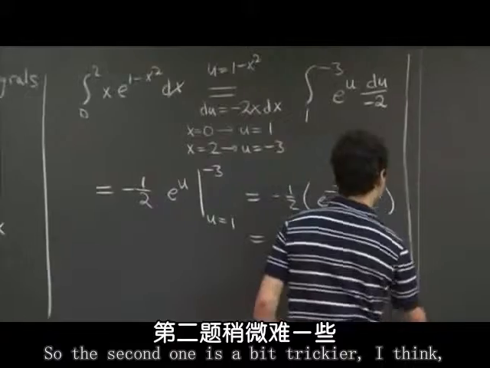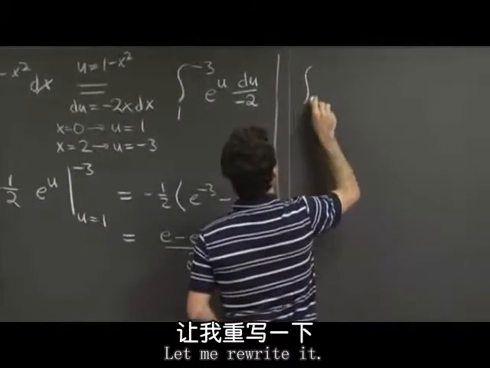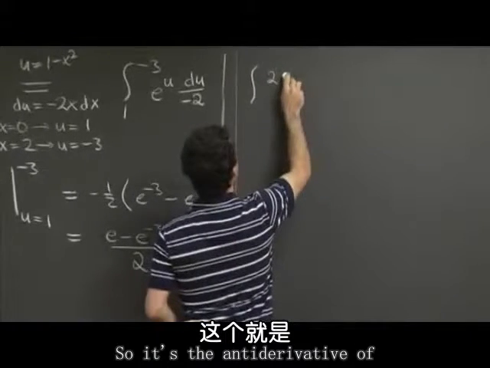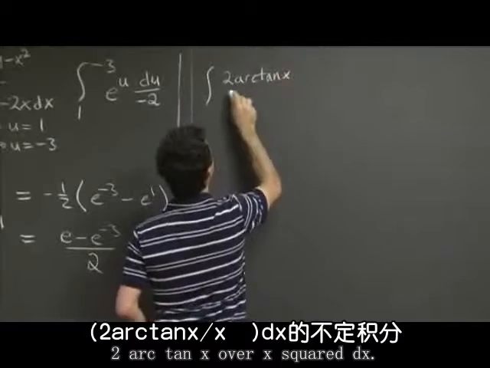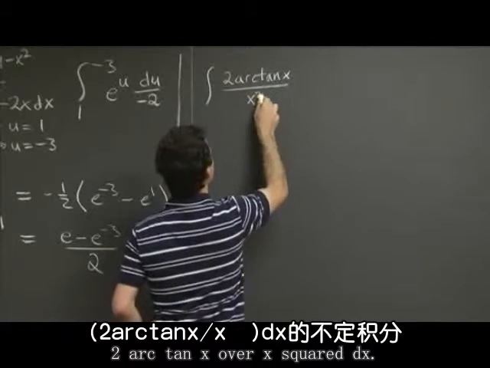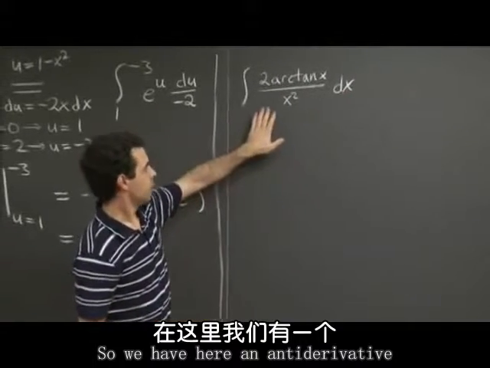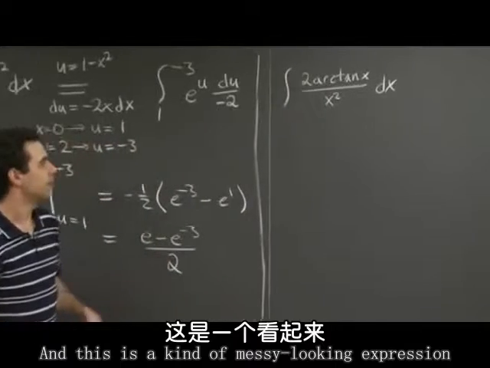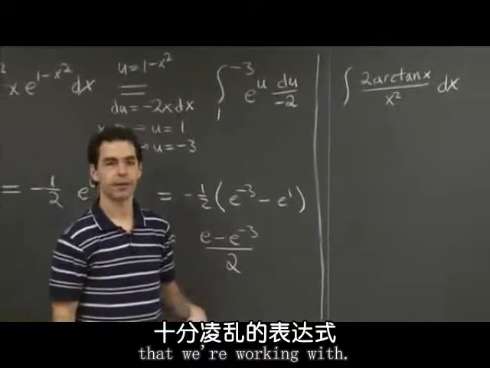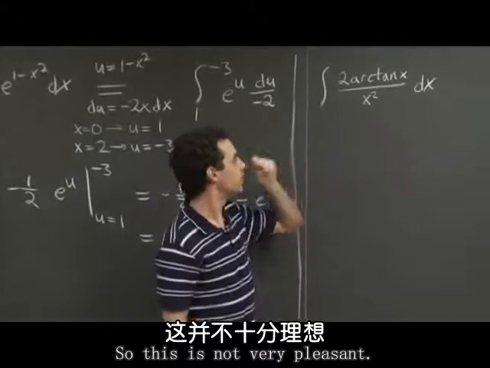So the second one's a bit trickier, I think, and it requires a bit more work. So here it is. Let me rewrite it. So it's the antiderivative of 2 arctan x over x squared dx. So we have here an antiderivative that we have to compute. And this is a kind of messy looking expression that we're working with, right? So this is not very pleasant.